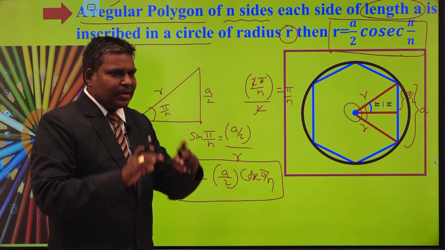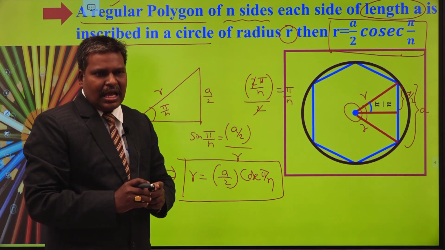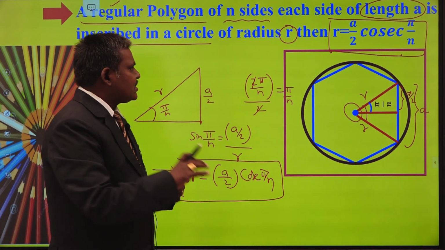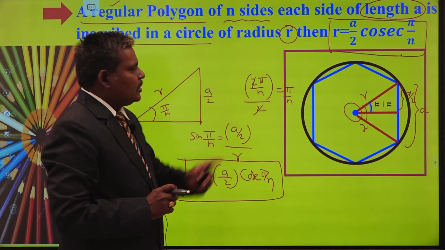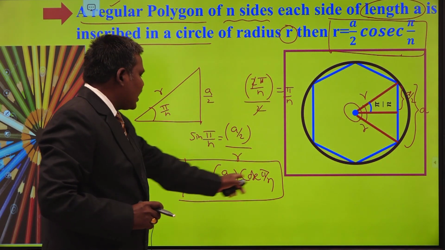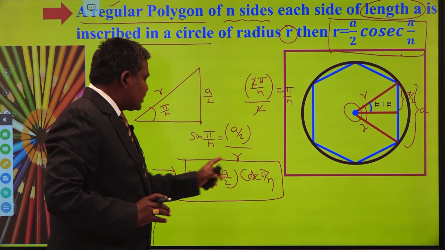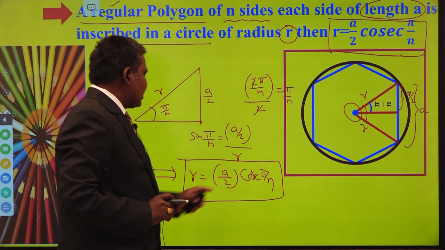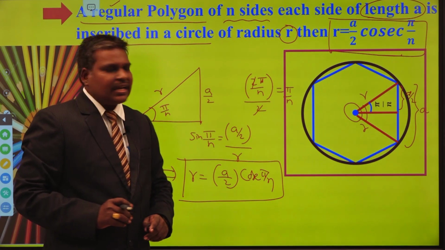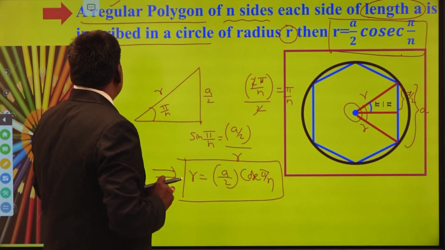Next, let us see the property. Your regular polygon is circumscribed about the circle. I mean, the circle is inside of your regular polygon. Suppose your regular polygon is inside, you have to use this formula: R is equals to a by 2 cosecant pi by n. Don't forget, a is the length of the side, n is the number of sides, r is the radius of the circle. Understand? Now, let us reverse this concept.